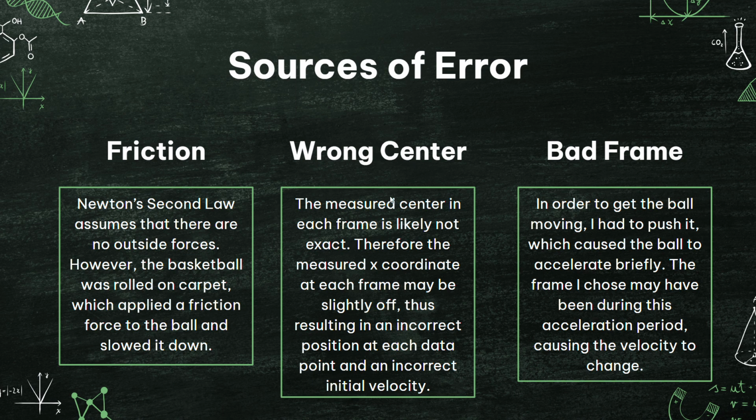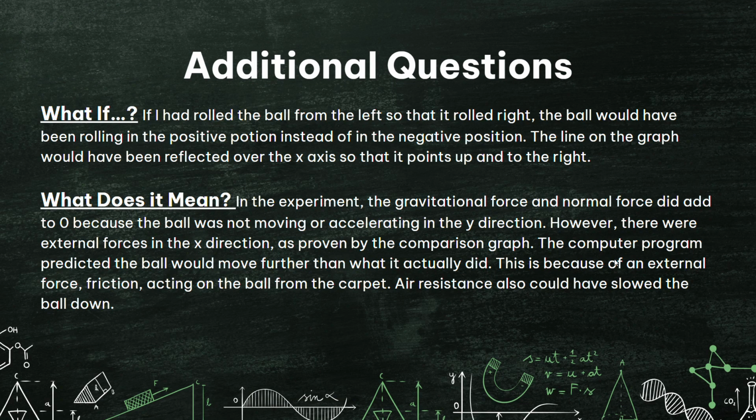Also, the center could have been wrong. The measured x coordinate in each frame may be slightly off, resulting in an incorrect position at each data point, and that could also cause an incorrect velocity when calculating the slope. Then also the ball could have been accelerating in the frame that I used, since I did have to push it to get it moving in the first place.